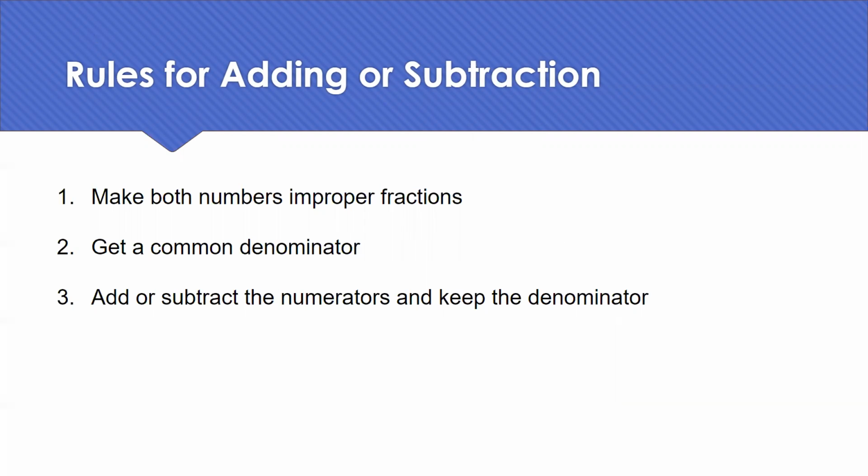The first thing that we're going to do is we're going to make both of our numbers improper fractions. The second thing we're going to do is get a common denominator. And the third thing we're going to do is add or subtract the numerators and keep the denominator. So let's go over what these mean. We're going to start off by talking about making both numbers improper fractions.